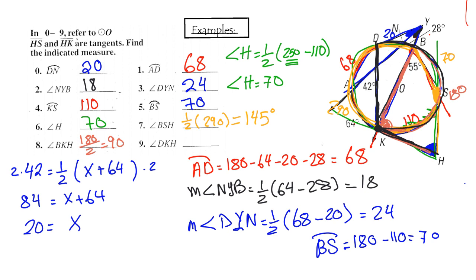This whole arc is equal to 180 plus 20 plus 28, which is equal to 228. So I figured out that this whole arc is equal to 228. If you divide 228 by 2, that's equal to 114, because it's an inscribed angle. You take that arc and divide it by 2 because it's simply an inscribed angle.